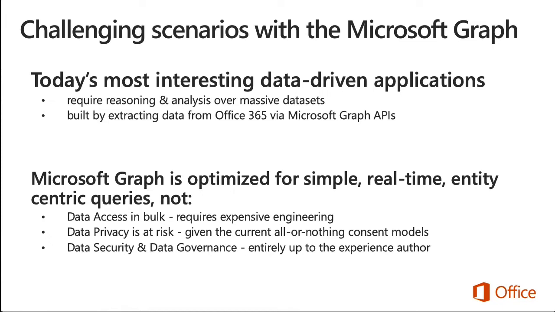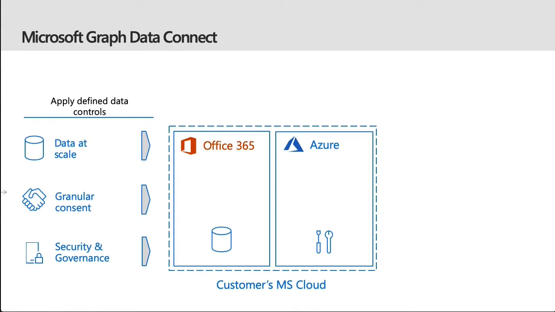And the data security and the governance, well, that's really going to be defined by the developer, because once you get the data, it's really up to you for what you do. What the Graph Data Connect does is it's going to allow you to leverage your data that's inside of Office 365 using the graph, but it's going to allow you to work with your data at scale and have granular consent over certain fields or only certain people's data. And it's also going to enable us to have a lot of security and governance on our applications.